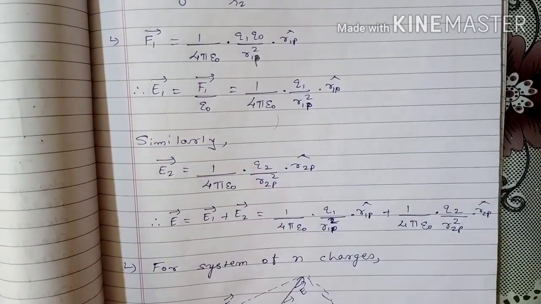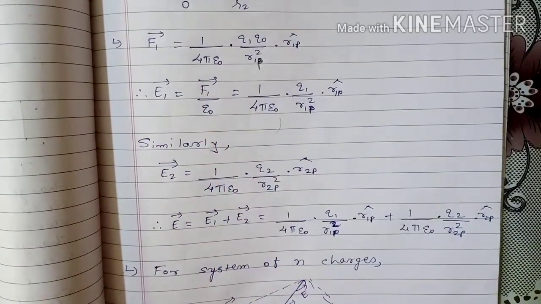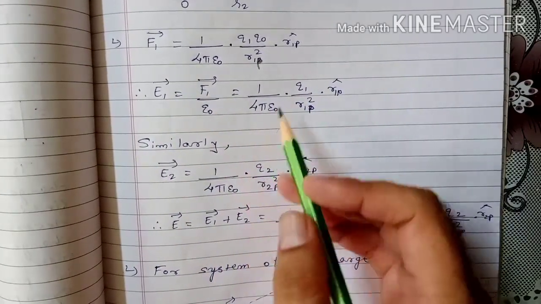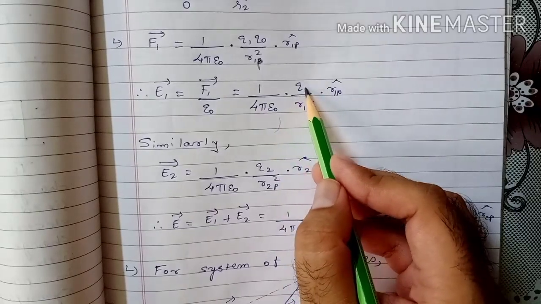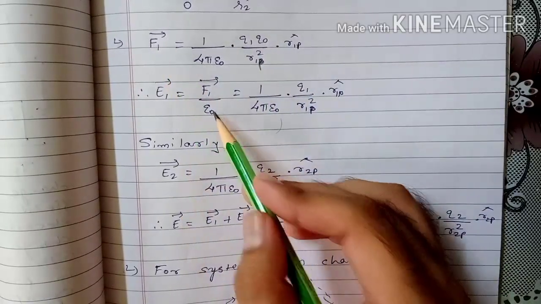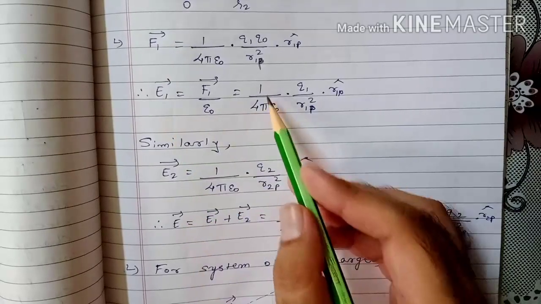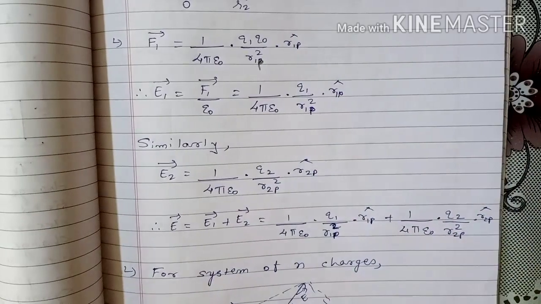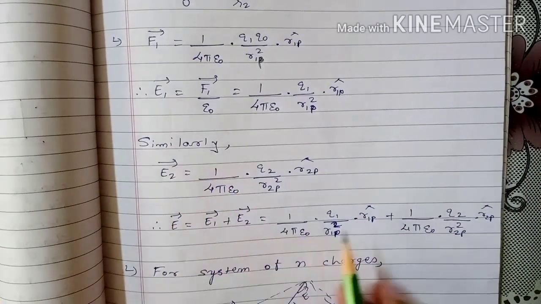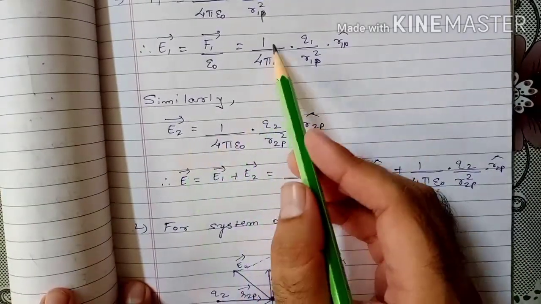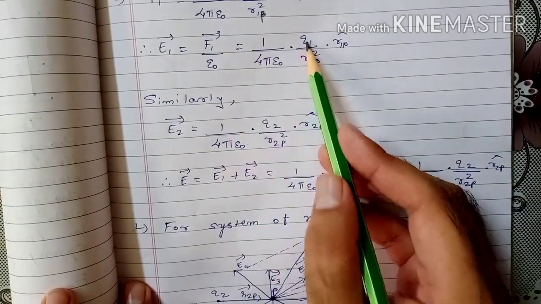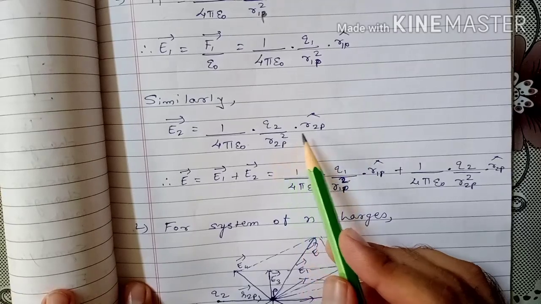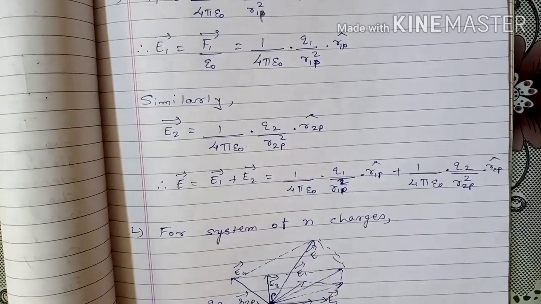Electric field is the ratio of force to test charge. So E1 vector is equal to F1 vector upon q naught. If we divide force by q naught, then it will give us the electric field, 1 upon 4 pi epsilon naught q1 upon r1 p square into r1 p cap. Similarly, we can find the electric field E2 vector. E2 vector is equal to, same way, 1 upon 4 pi epsilon naught. Instead of q1 we have to write q2 upon, instead of r1 p distance we have to write r2 p square into r2 p cap.